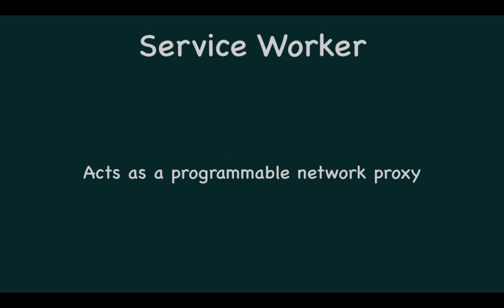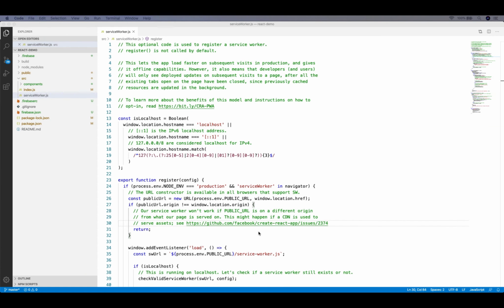It acts as a programmable network proxy, allowing developers to handle how network requests from a web page are handled. So the developers can take appropriate action based on the availability of the network. One of the great features about service workers is that they are designed to handle network requests and assist in offline-first development. So to register a service worker, we first have to check if the browser supports it, and then we have to register.